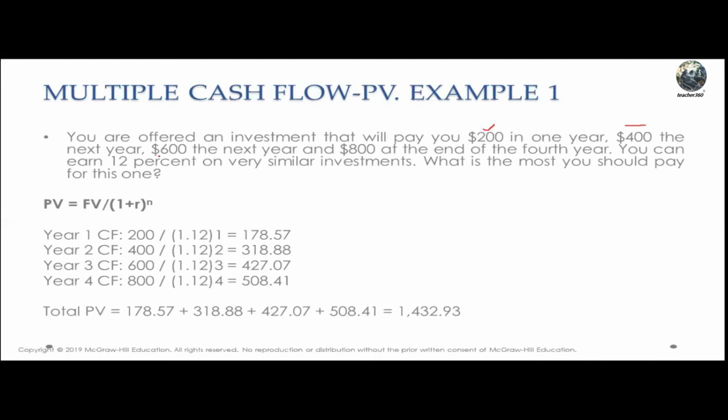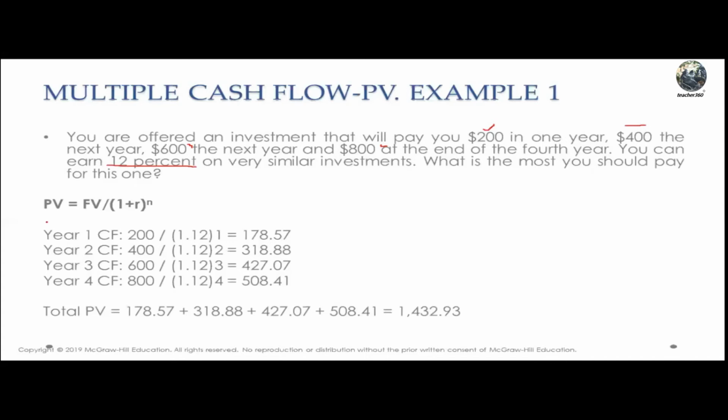$600 in the next year, that means in the third year, and $800 at the end of the fourth year. So you can earn 12% on a very similar investment. What is the most you should pay for this one? So here you will have 4 future outcomes in year 1, year 2, year 3, and year 4. And your interest rate is 12%.